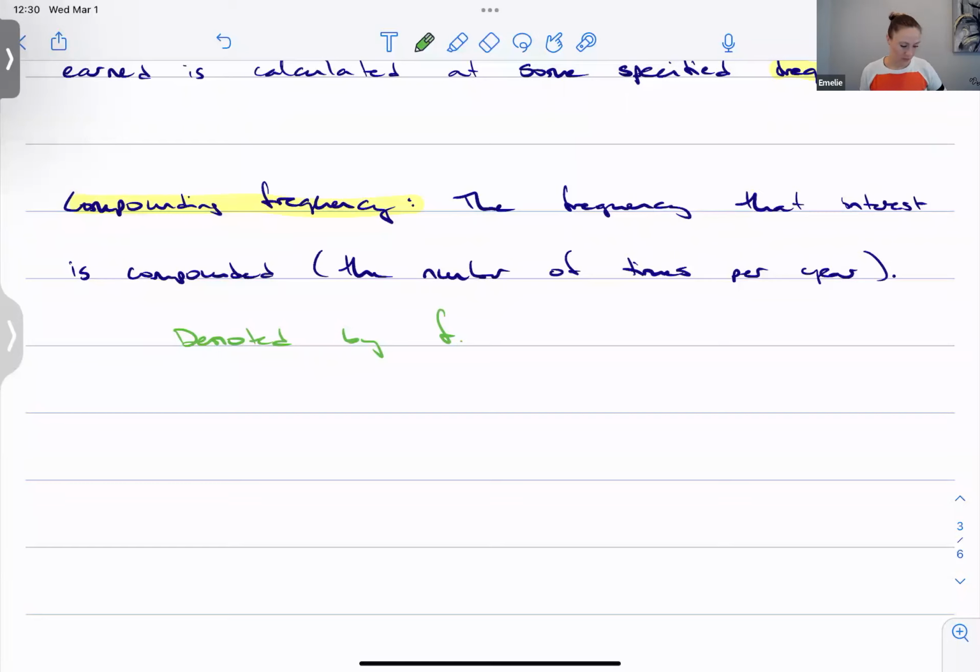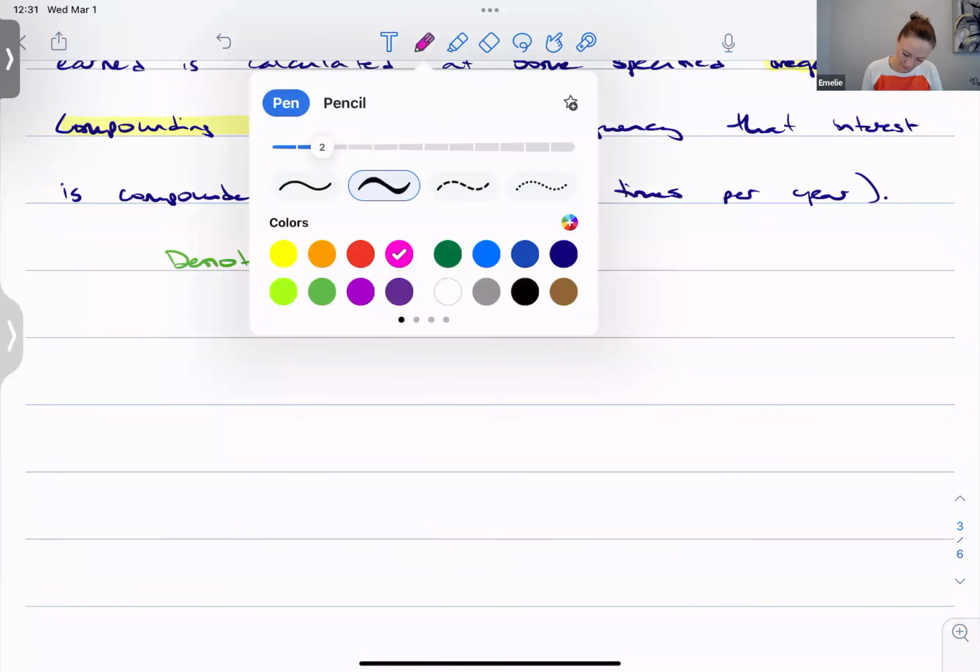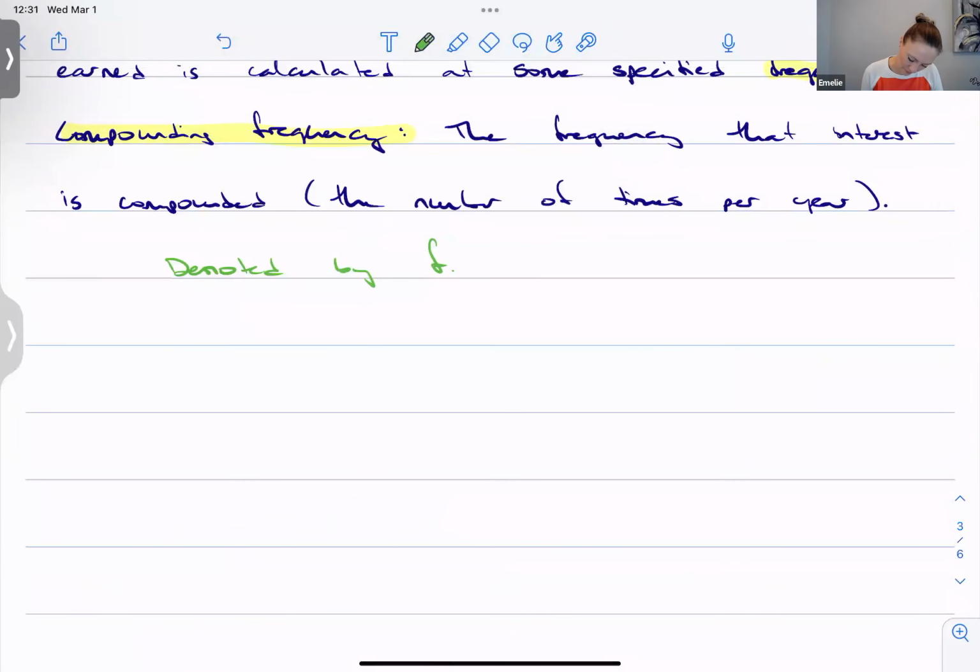So I've got a table here that I want to make. Let's see how many 1, 2, 3, 4, 5, 6, 7, 1, 2, 3, 4, 5. Let's see, how can I make some room here? Just gonna bump this up. There. Because I do want it on the same page. Okay. So denoted by F.